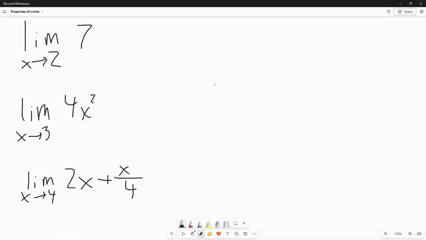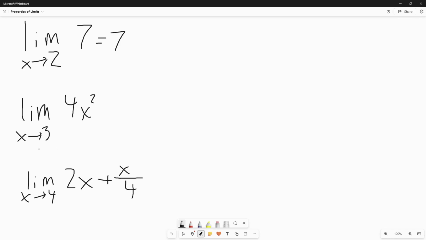And now let's do some examples. Starting with this first one that says the limit as x approaches 2 of 7. Well, 7 is a constant, and we learned that the limit as x approaches anything of a constant is just that constant, so this is just going to equal 7, because there's no place to plug in x to.